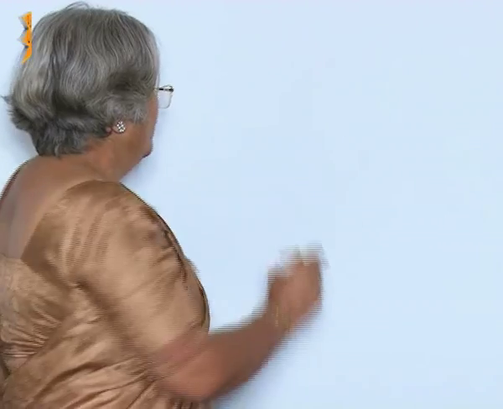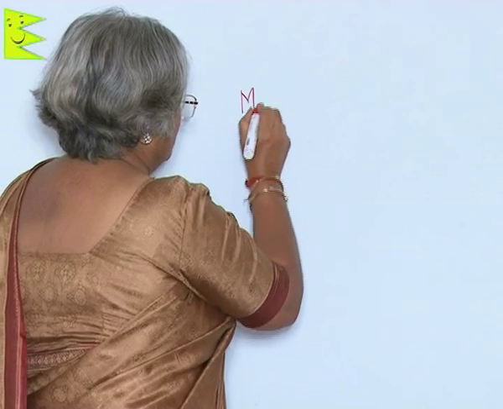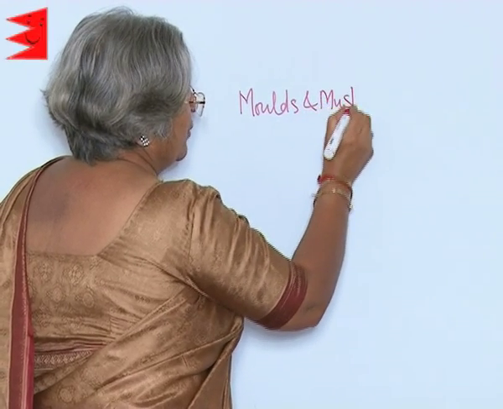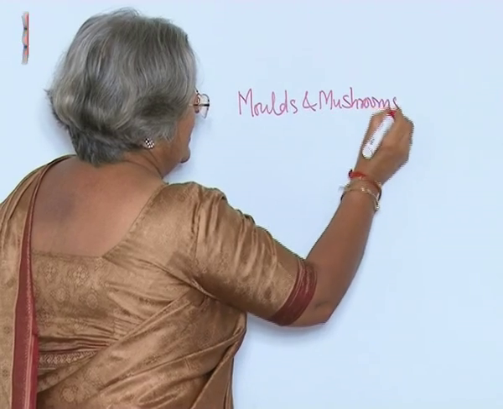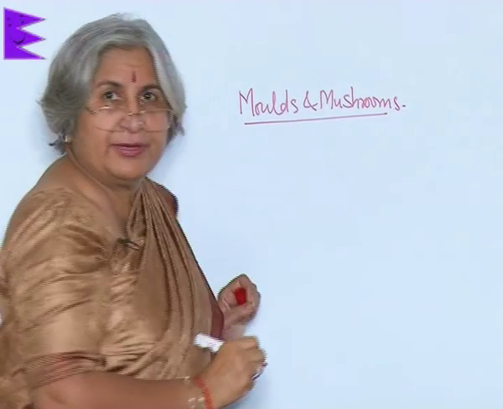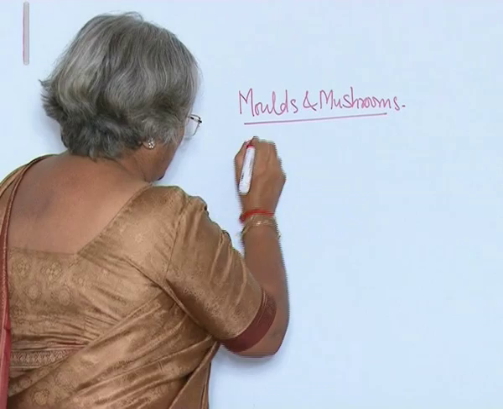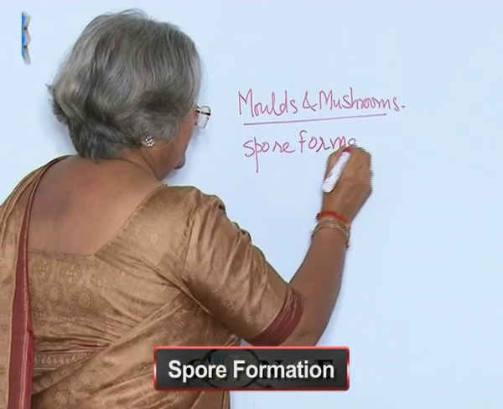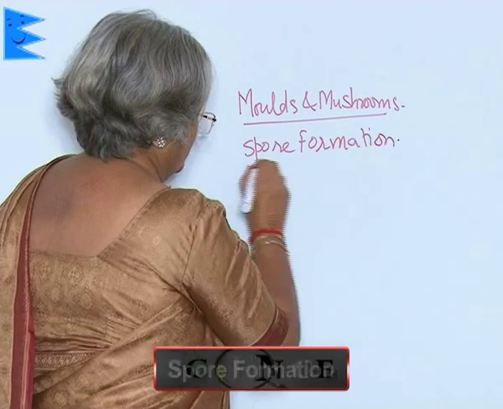Yeast is not the only kind of fungi. Molds and mushrooms are also fungi, but they do not reproduce by budding. How do they reproduce? They reproduce by spore formation. Now, what is a spore?